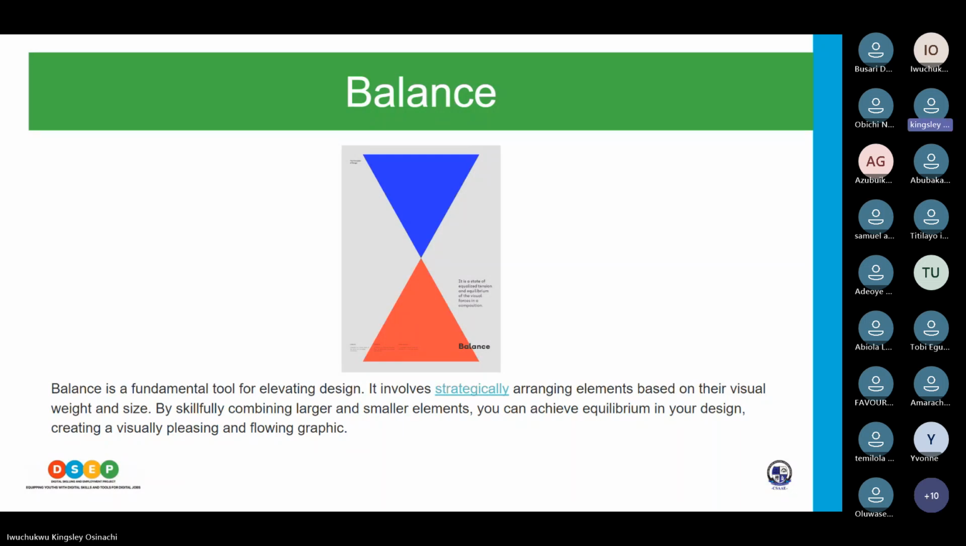Balance is a fundamental tool for elevating design. It involves strategically arranging elements based on their visual weight and size. By skillfully combining larger and smaller elements, you can achieve equilibrium in your design, creating a visually pleasing and flowing graphic, right? So when you are designing, you want to make sure that all your elements are balanced. Make sure you achieve balance in your design.